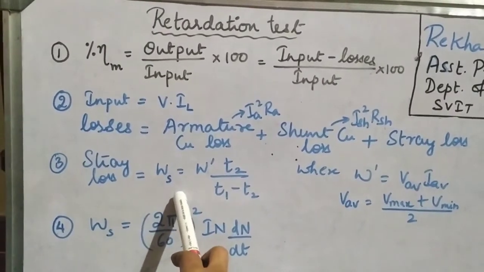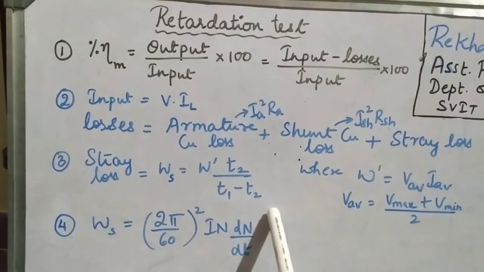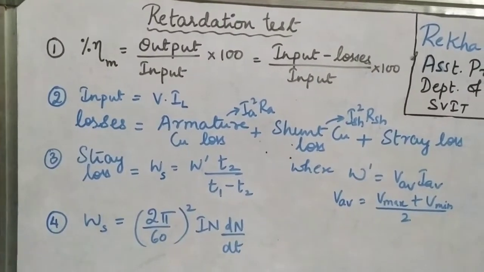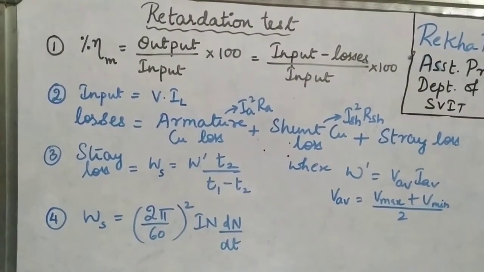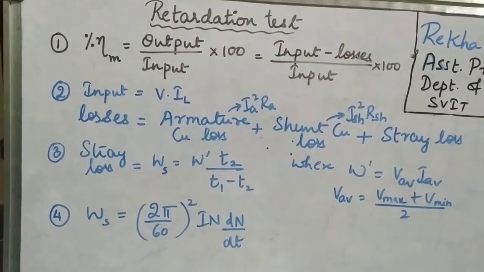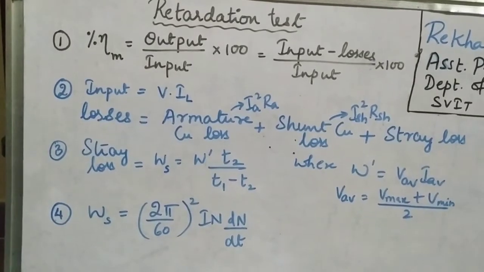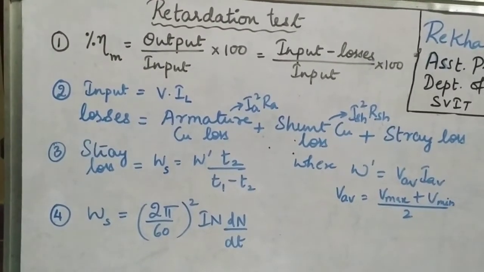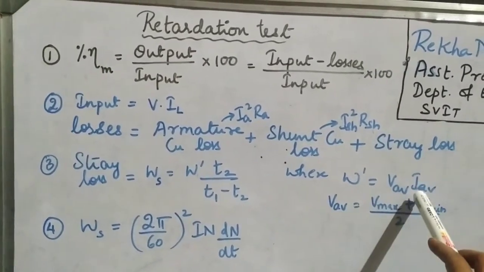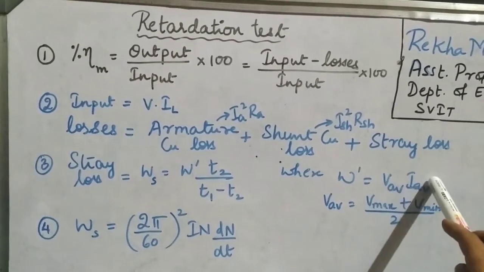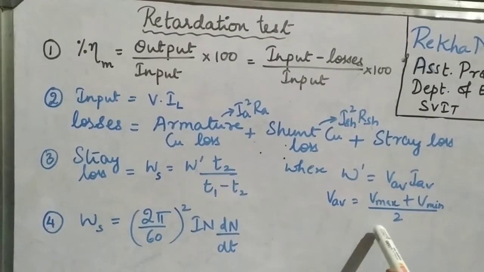Stray loss can be determined as W dash into T2 divided by T1 minus T2. These times will be specified in the problem, the seconds after which the switch is opened towards the armature circuit and when it is closed towards the armature circuit. So that time will be specified in the problem. Here W dash is given by V average into I average, where V average is given by V max plus V minimum divided by 2.